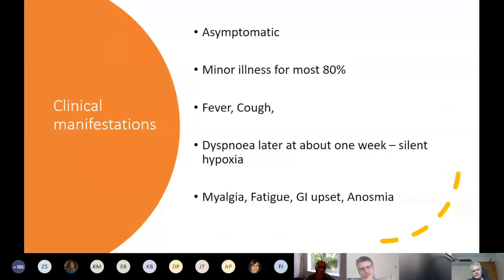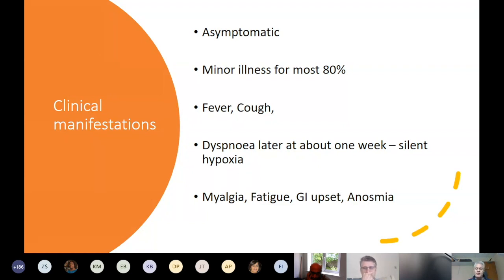It's all about the clinical manifestations we've been seeing in hospital, and I'm sure we've seen a very different experience to what you may be seeing in the community. Certainly there are a lot of patients who are asymptomatic, and we think that for most patients who get this disease, it's a relatively minor illness. But the ones that come to hospital have fever and cough, and I'm sure many patients in the community have had this. And what we've noted is that breathlessness occurs about a week into the illness.